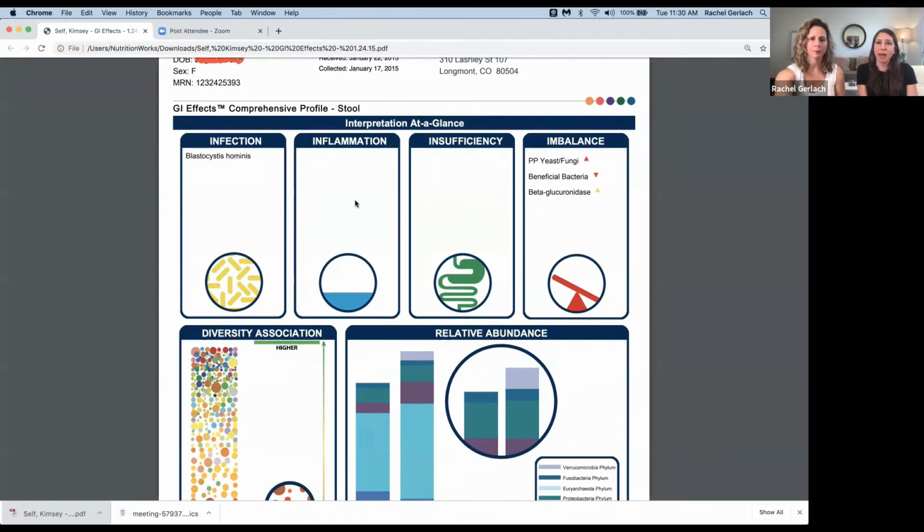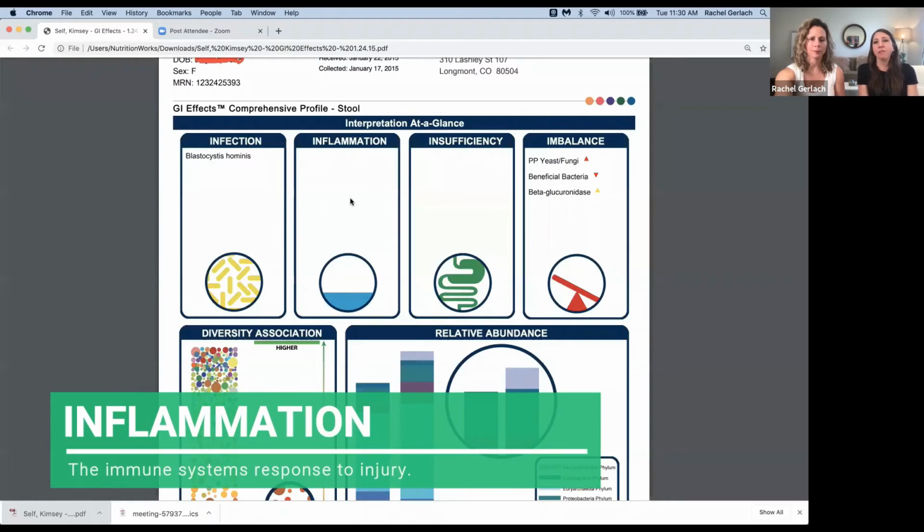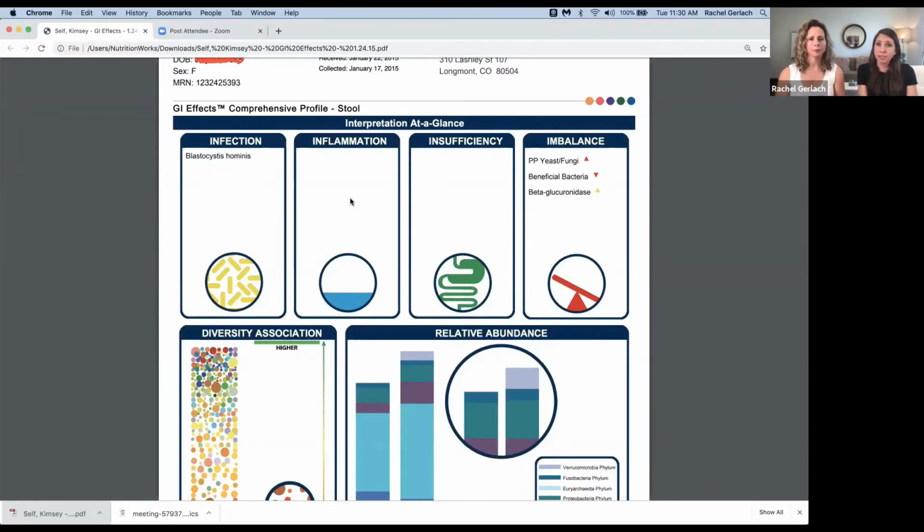The next pillar we have is inflammation. Inflammation, to define it, is simply the immune system's response to injury. So here, if we see inflammation active in the gut, it means that there's some kind of injury that the immune system is responding to. That could be food sensitivities, that could be gut dysbiosis, which we're going to talk about here. It could be infection, it could be stress, it could be many different things, but this gives us an idea of severity, and we often align that with your symptoms.